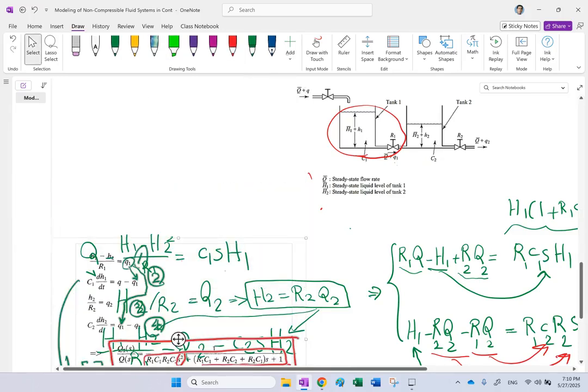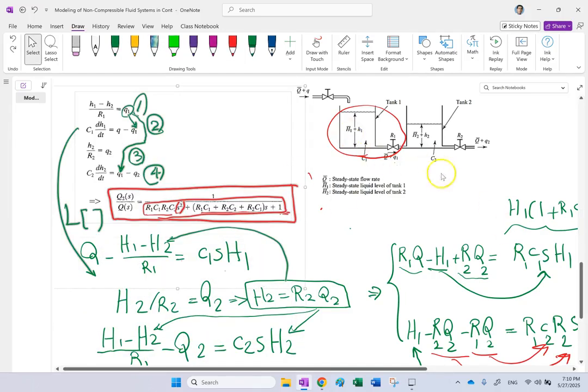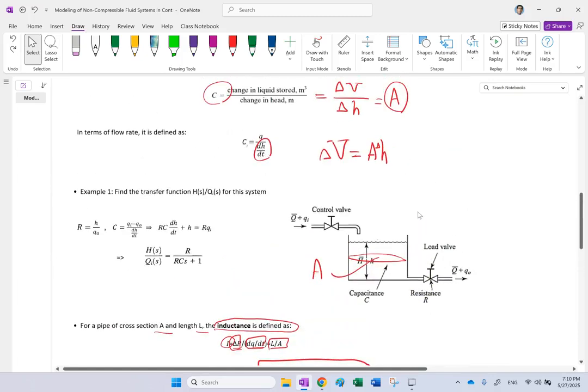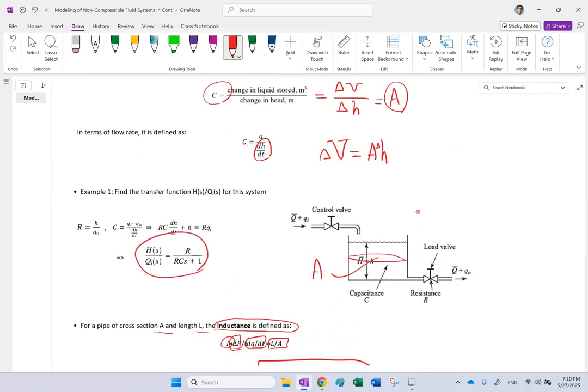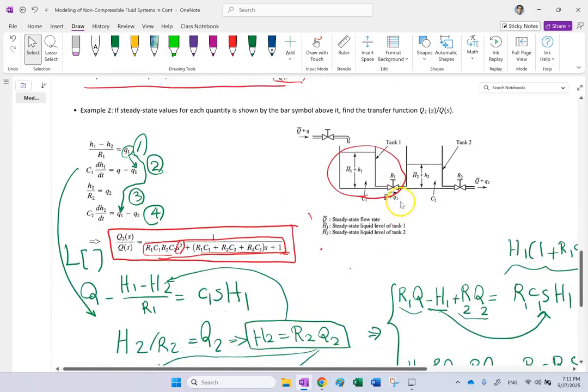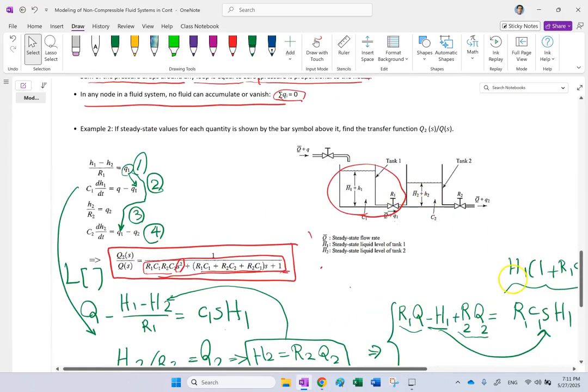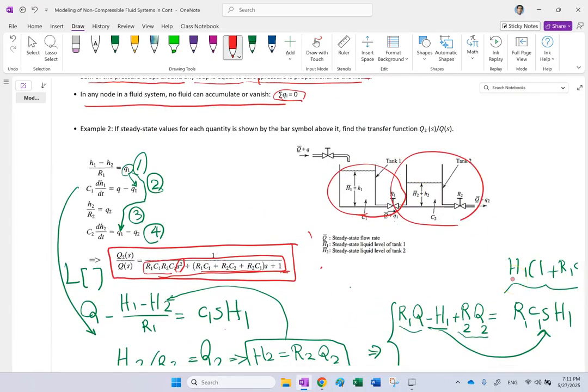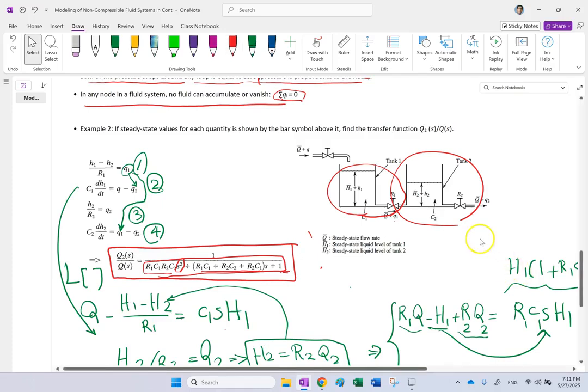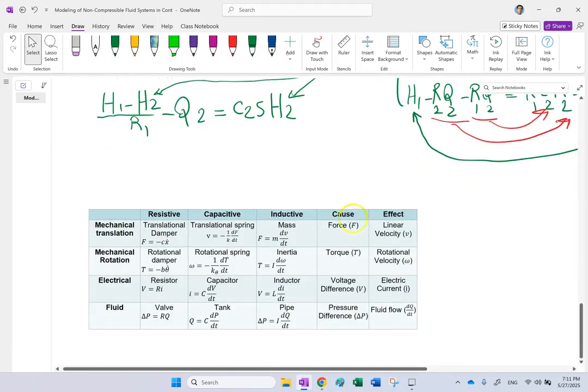So each tank and each resistor after that is a first order system. So if you have two of that back to back, that's two first order systems in series. So you get a second order system as you can see here.